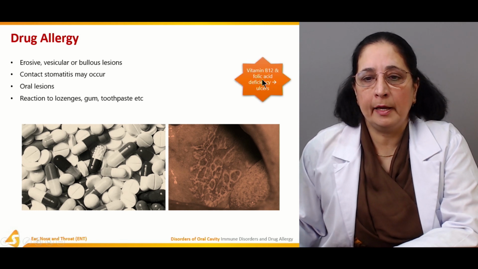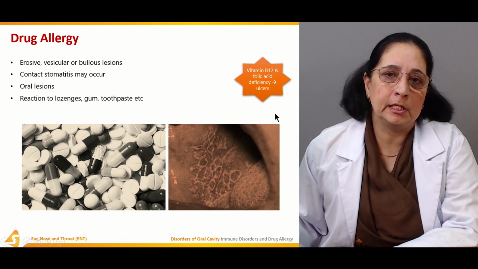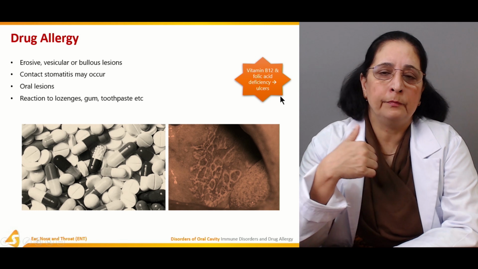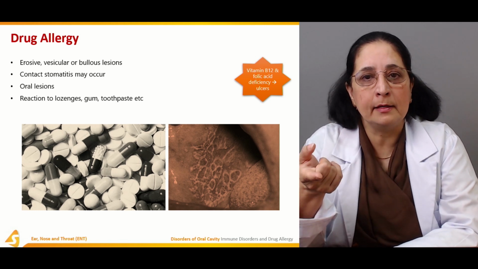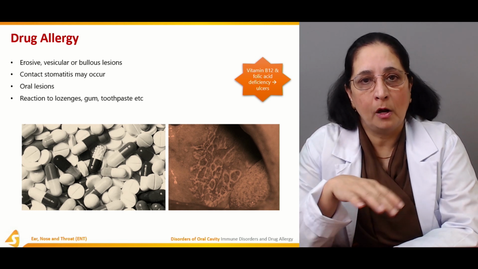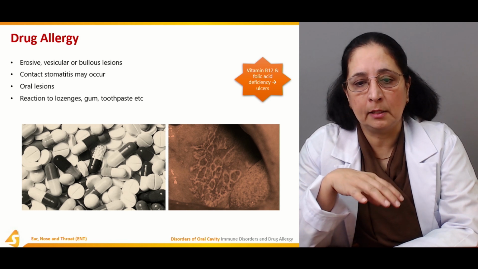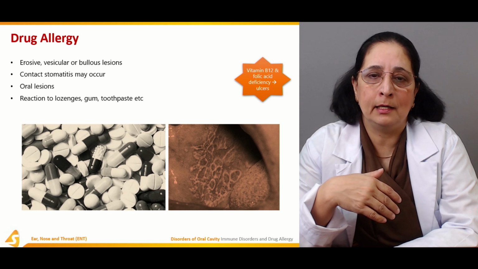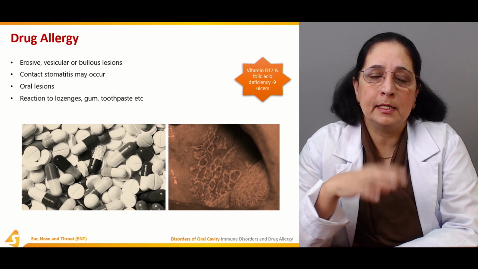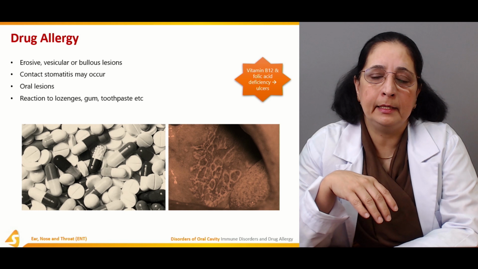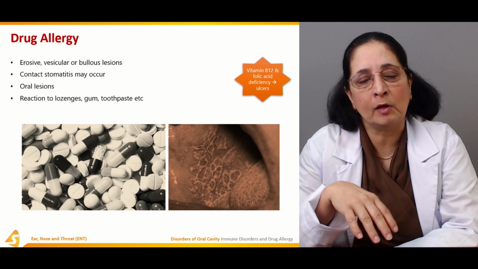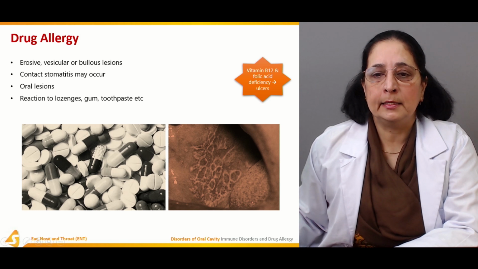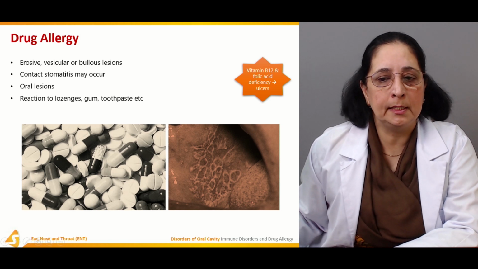Vitamin B12 and folic acid deficiency also lead to ulcers. So folic acid, iron and vitamin B12 deficiencies can all cause oral ulcers. If constant recurrent ulcers are present, it's important that we check the levels of vitamin B12 and iron, and supplemental therapy is helpful to get rid of these ulcers.